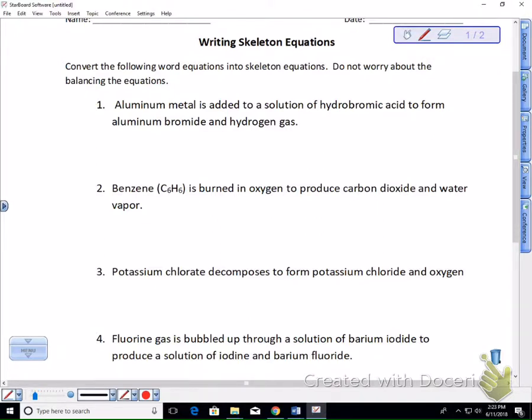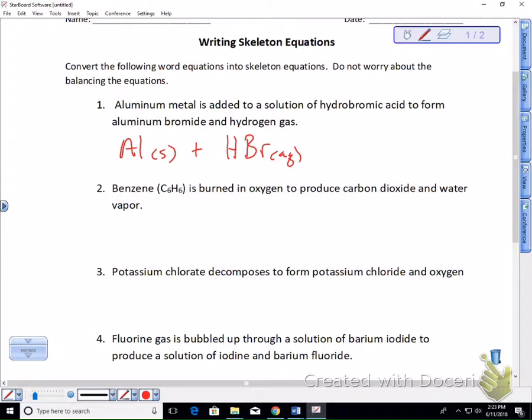We have aluminum metal, so we just write aluminum, and we have learned early in semester 1 that aluminum is a solid in metal form, is added to a solution of hydrobromic acid. We've learned how to name acids. Hydrobromic is binary, so bromide plus the H positive, and since it's a solution, we'll put AQ. It forms aluminum bromide and hydrogen gas.